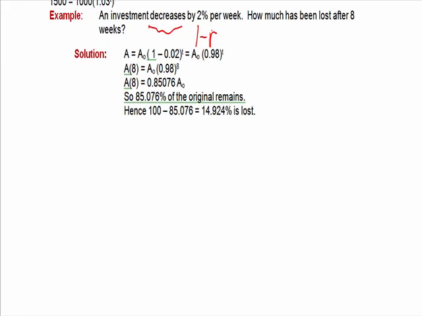So what I now notice, though, is I actually have 85.076, so about 85.1% of the original remaining. So that's what that tells me, is I have about 85% of the original remaining. Now this didn't ask how much of the original was left, it said how much has been lost. So if I think of the fact that I have 85% remaining, I have almost 15% that's been lost.